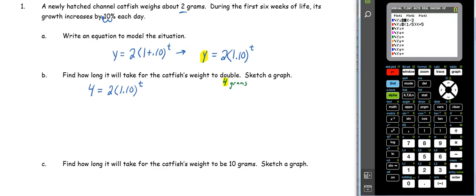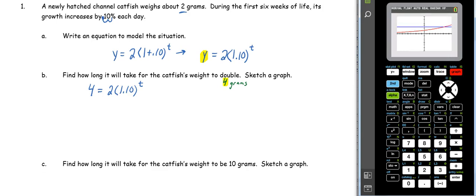So we're going to go to y equals and clear out anything we might have in there. So for y equals, we're going to split this equation in 2. So y1 is going to be 4, and y2 is going to be 2 parenthesis 1.10 close parenthesis, caret, now instead of having the t, we're going to use x. If you get confused, remember that x and t are on the same button on that diagonal from the second key. So x is going to be our exponent instead of t when we're graphing using the calculator.